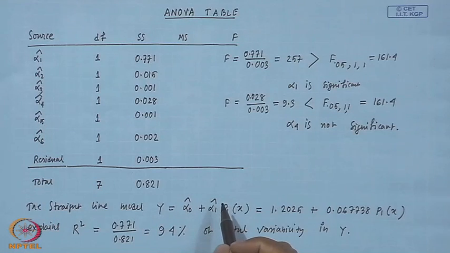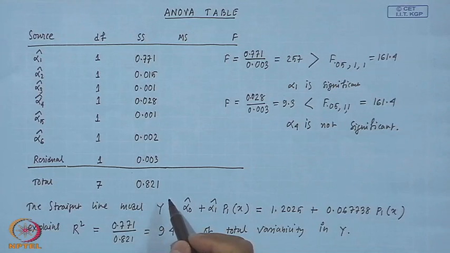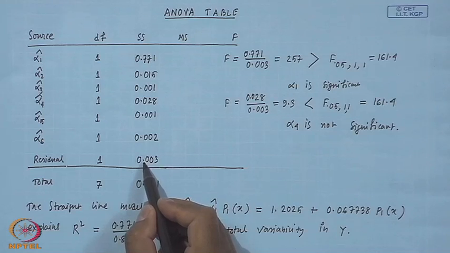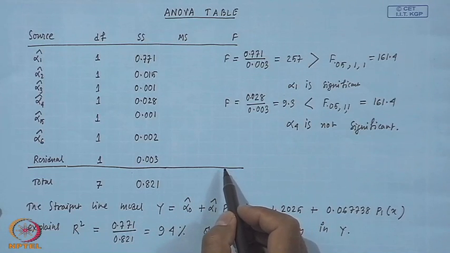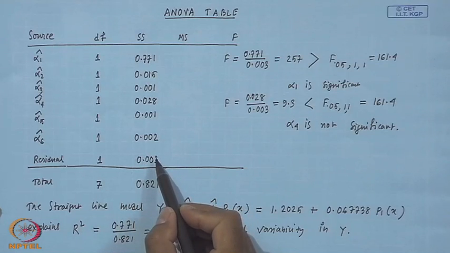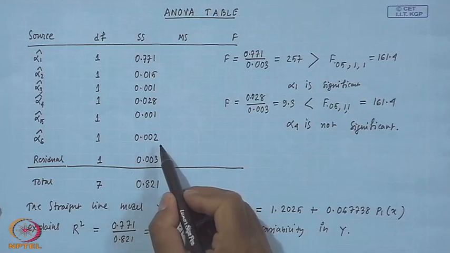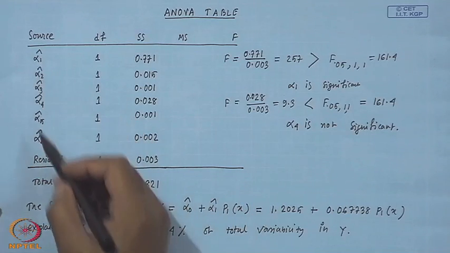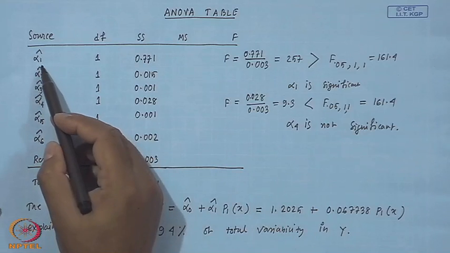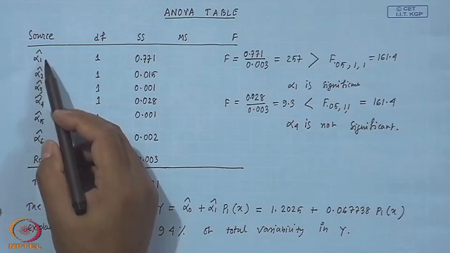and here is the total variation, 0.821, and the residual is 0.003. Before that, let me test the significance of the different coefficients. Let me start with alpha 1 hat: whether alpha 1 hat is significant or not.